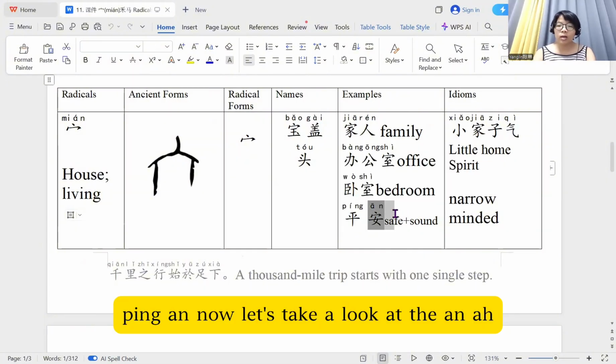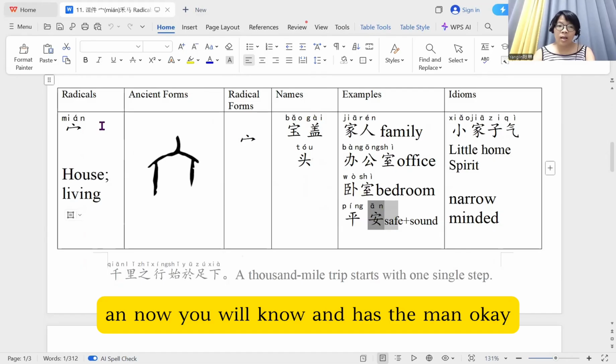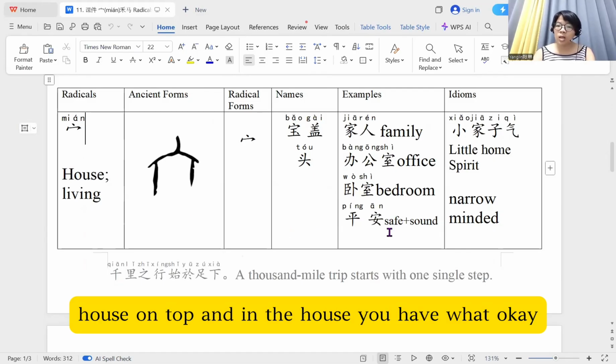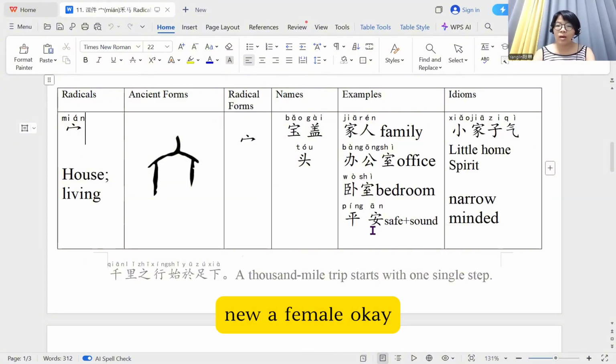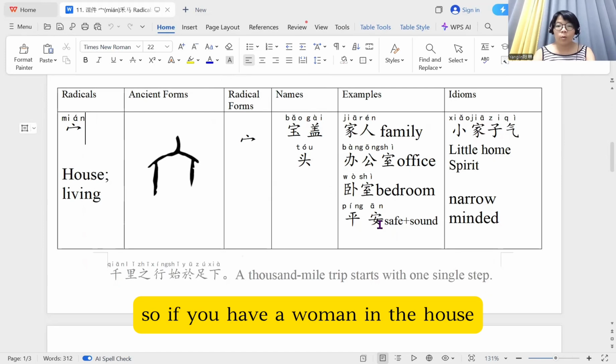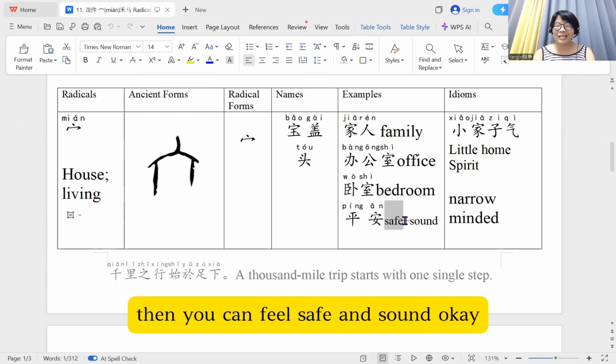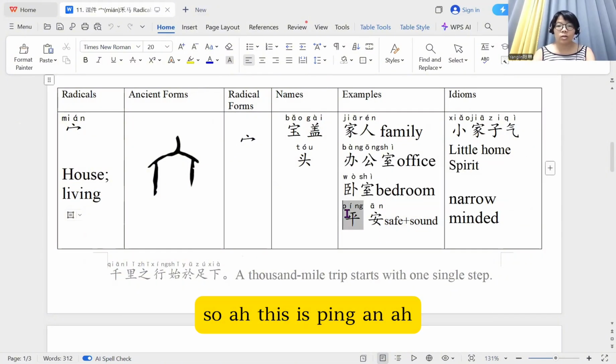Now let's take a look at the 安. Now you will know 安 has the 宀, okay, house on top. And in the house you have what? Okay, 女, a female. Okay, so if you have a woman in the house, then you can feel safe and sound. Okay, so this is 平安.